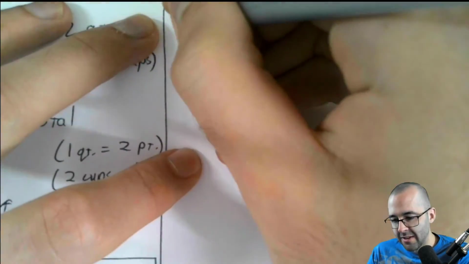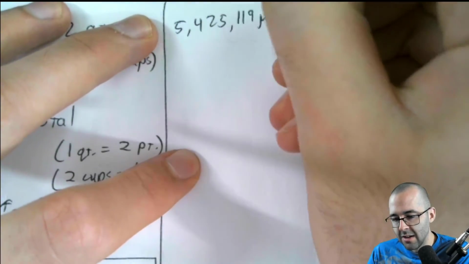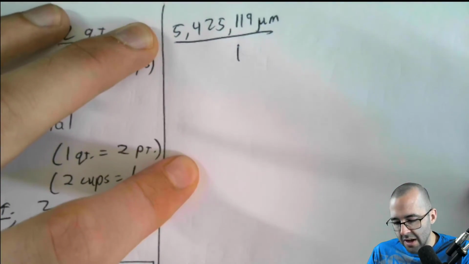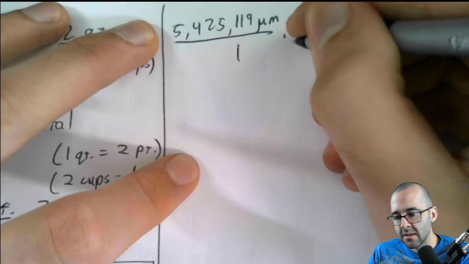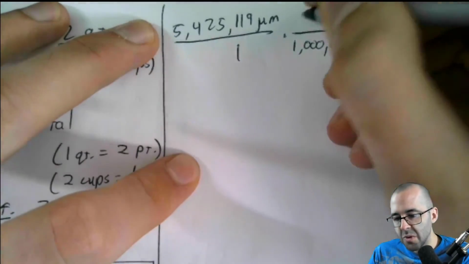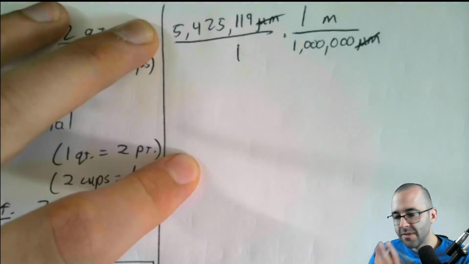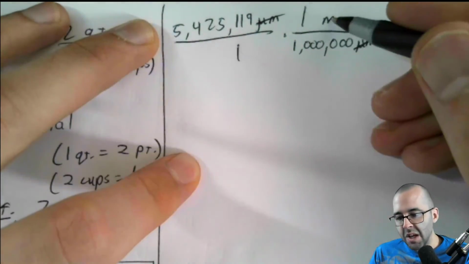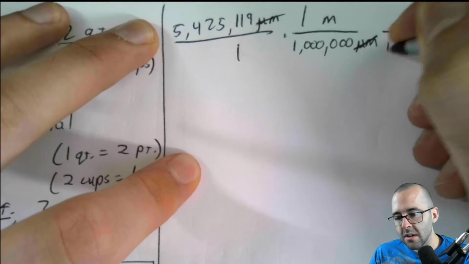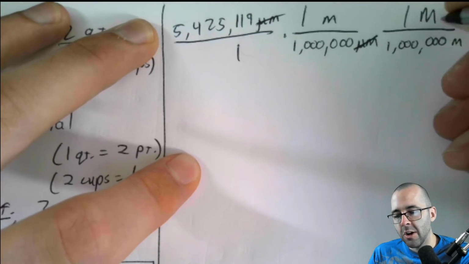All right. So we have 5,425,119 micrometers. And we said 1 million micrometers is equal to 1 meter. The micrometers are on the bottom so that they cancel. And now we have meters over 1. We also know that 1 million meters is 1 megameter.